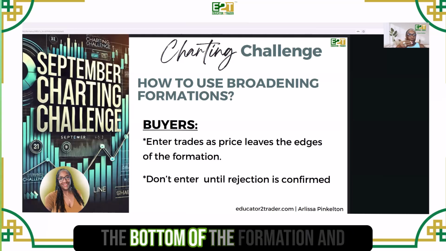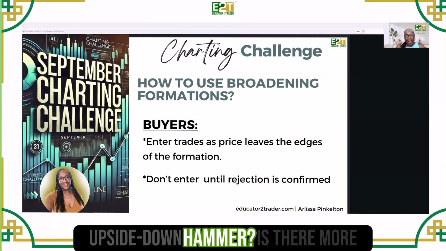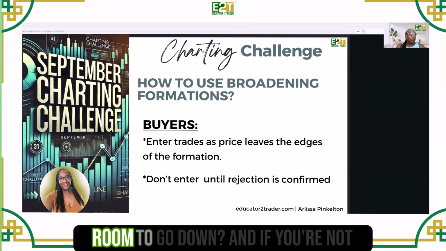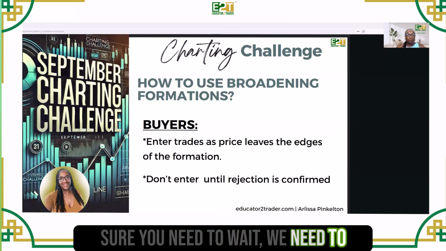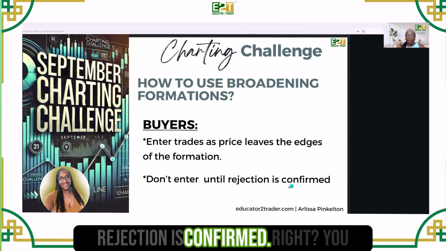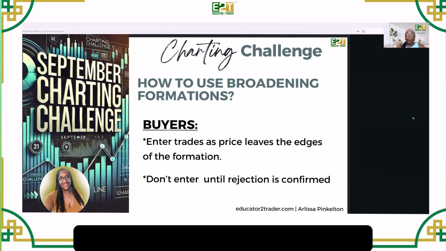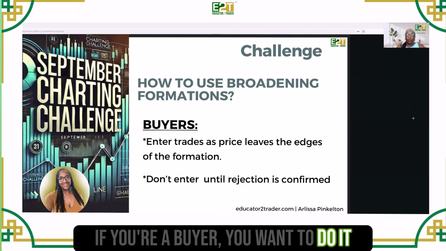Or you're at the bottom of the formation and there's a shooter, or basically an upside down hammer. Is there more room to go down? And if you're not sure, you need to wait. We need to wait and see to make sure that the rejection is confirmed. You want to make sure that the rejection is confirmed if you're a buyer. If you're a buyer, you want to do it that way.